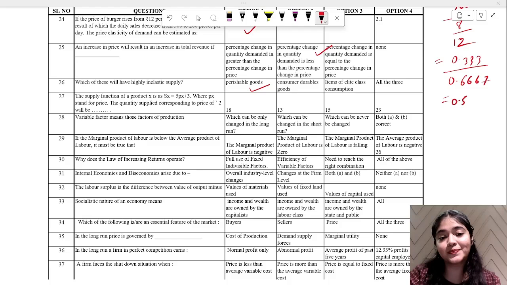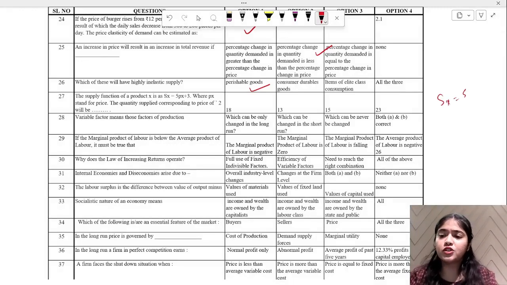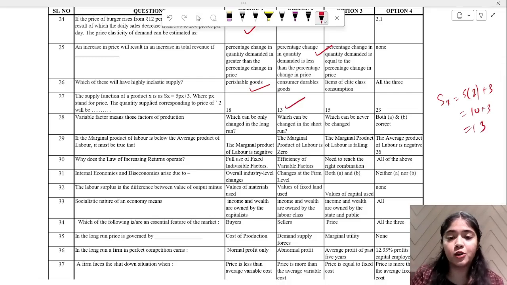Yeah, solve it. Yes, so I hope you have guessed it right. Yes, that's a simple thing. S of x is equal to 5 into 2, you will put, and 3. 10 plus 3 is equal to 13. Very good. Yes, option number 2.